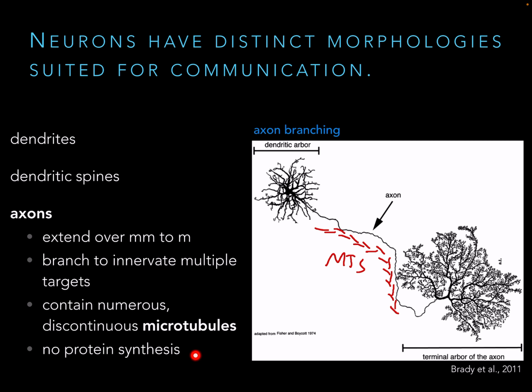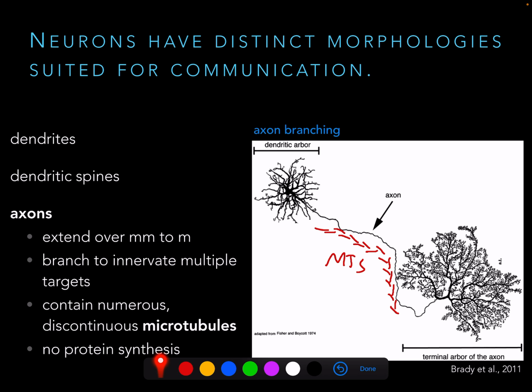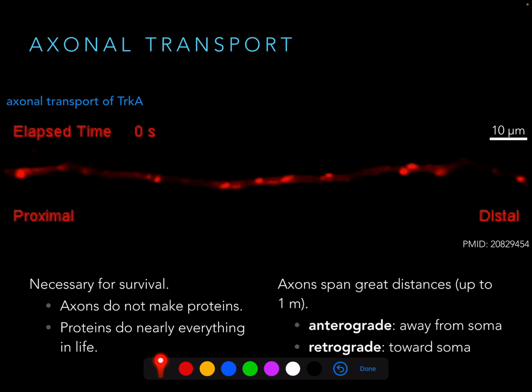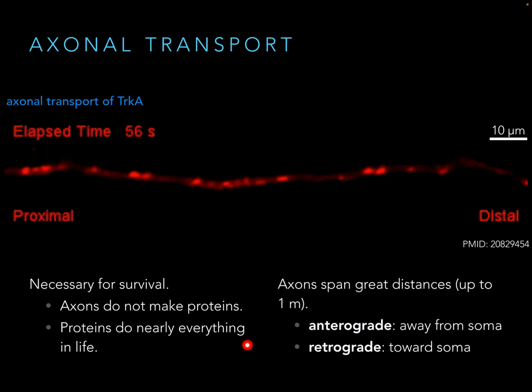no protein synthesis occurs in the axon. But proteins do everything in life. So if we want our axon to do anything, and we do, we have to ship the proteins from the cell body on down the axon. And that's what occurs all day and all night in axonal transport. In case I didn't mention it, axons don't make proteins, but proteins do everything in life. This is a very fundamental mantra that you need to say.